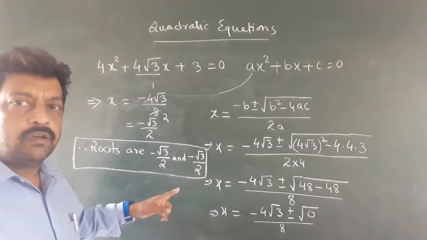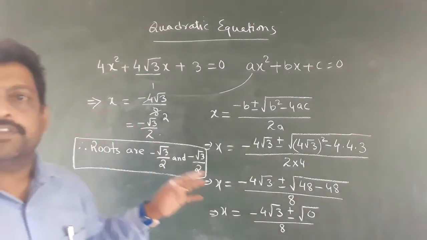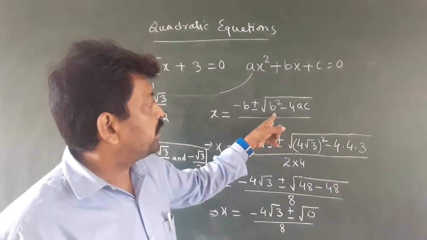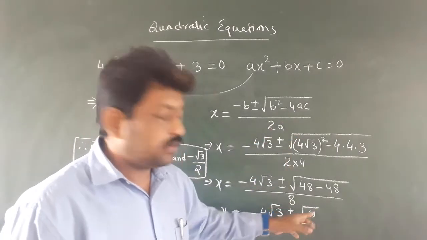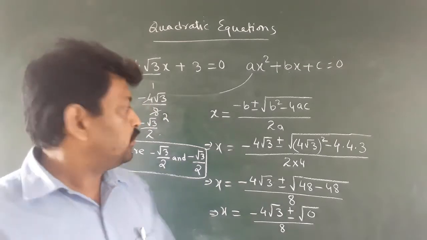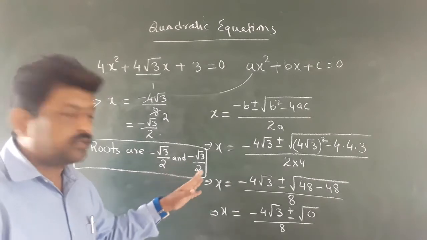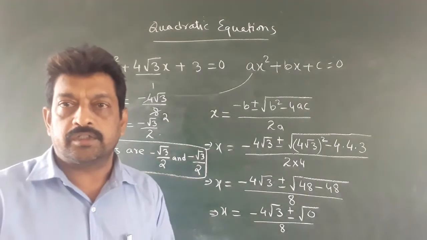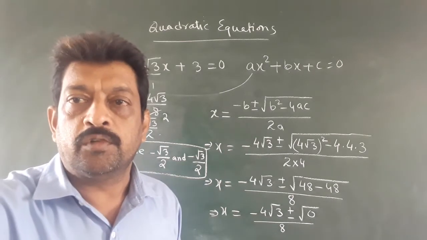We have to write the root twice because it is a case of repeated root. This b square minus 4ac is becoming 0. That means the roots are repeated, that is same. So we have to write the same thing twice. In this way we can find the roots of a quadratic equation. Okay. Now let me give you one more sum to make it more clear.